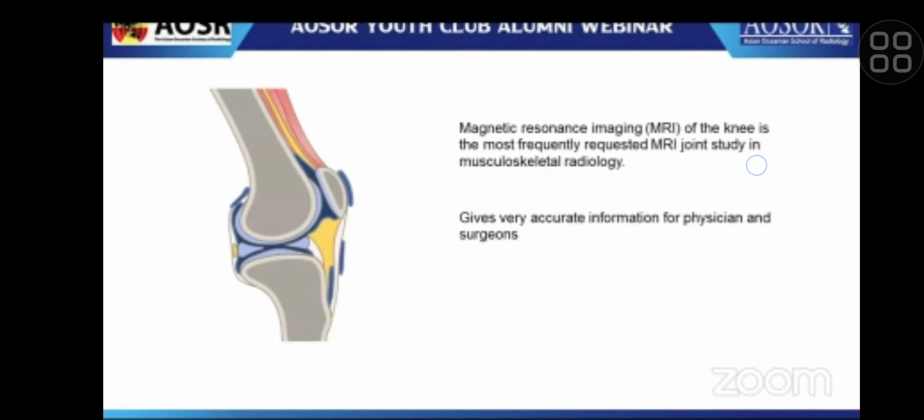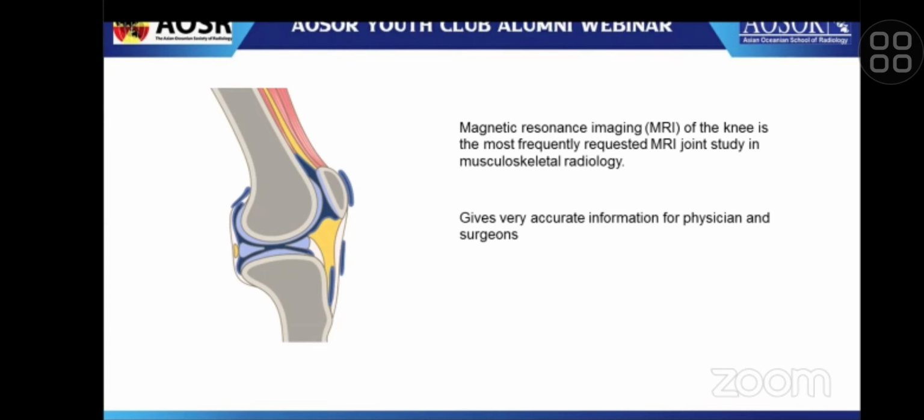MRI of knee anatomy is the most frequently requested MRI joint in musculoskeletal radiology. The reason is simple, because it works and it gives surgeons information that could not otherwise be obtained clinically or non-invasively, and its sensitivity and specificity is high.